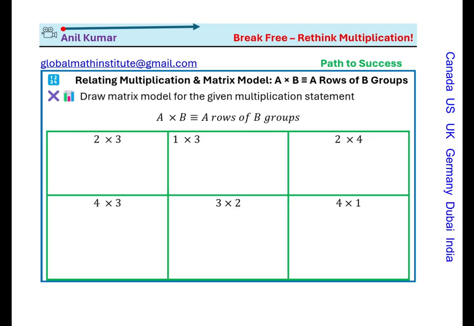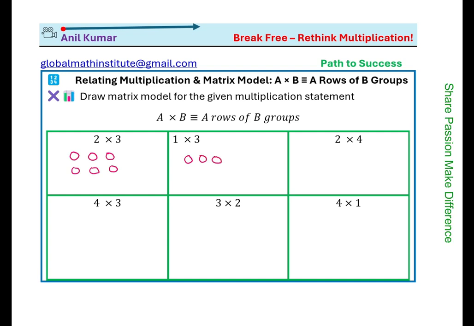Now in question number 2, let's do the reverse thing. So we have to represent this multiplication 2 times 3 as a model. So you can make circles, right? So groups of 3, that is what it means, right? And two groups of 3, that is what it means. So there you go. 1 means there's only one row, and in that row we have got 3 items.